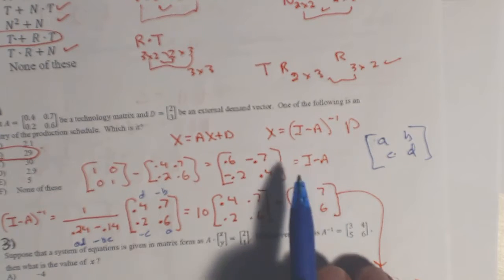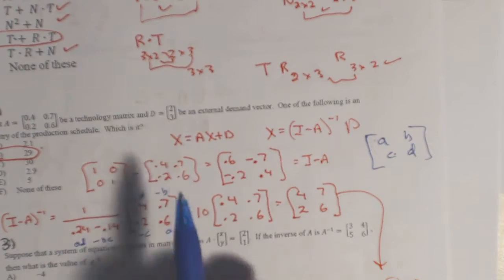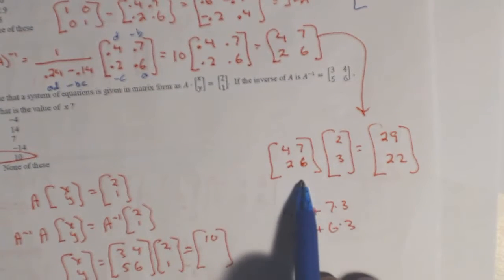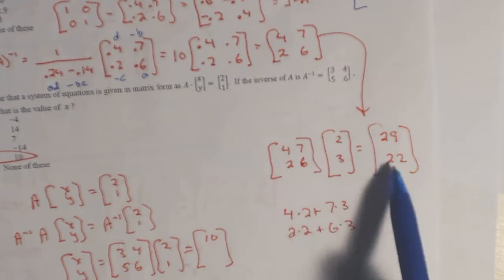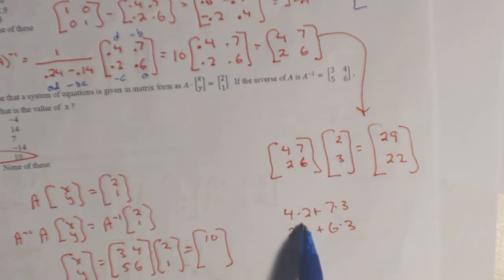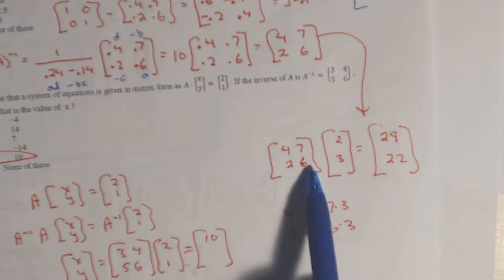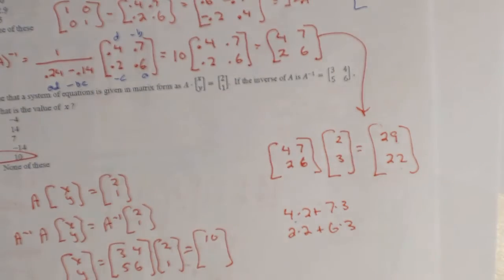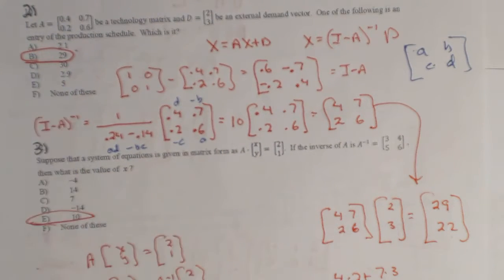So now I'm ready to plug into the formula. X is I minus A inverse times D, and they gave us the D as a vector 2, 3. So that work is shown here. This is my I minus A inverse times the 2, 3. 4 times 2 plus 7 times 3 is 29. 2 times 2 plus 6 times 3 is 22. The question asks, which one of the following is an entry of the production schedule? It would have to be the 29.